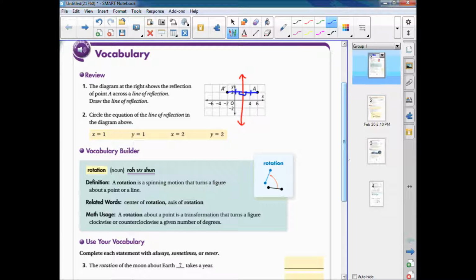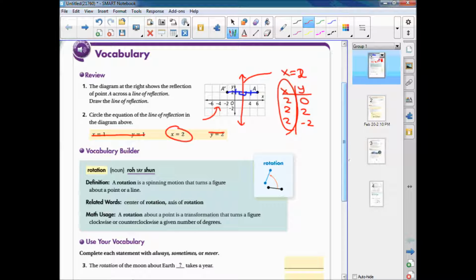Circle the equation of the line of reflection in the diagram above. So what is the equation of that red line? That red line is x equal to 1. And if you're unsure, remember you can always make, actually that's x equal to 2 because our units are going by 2's. You can always make a table of our points. So we could have (2, 0), (2, 2), (2, -2), and you can see that x is always 2. So our equation is going to be x equal to 2. Be careful and read the scale, that way you don't pick one of these guys like I almost did.